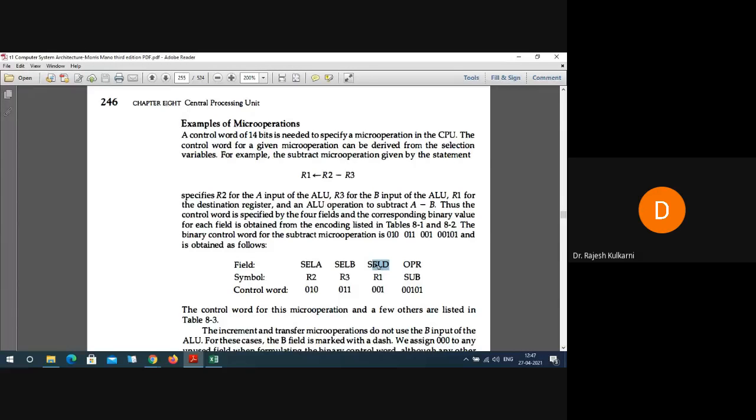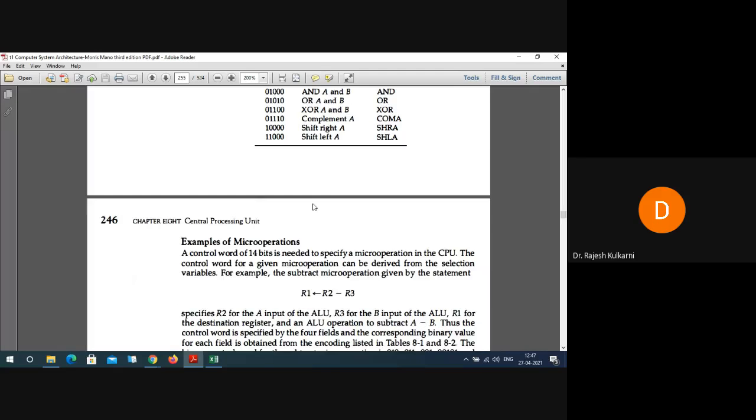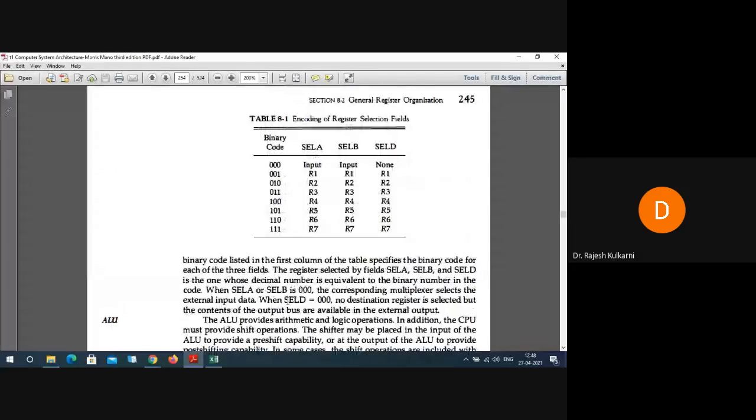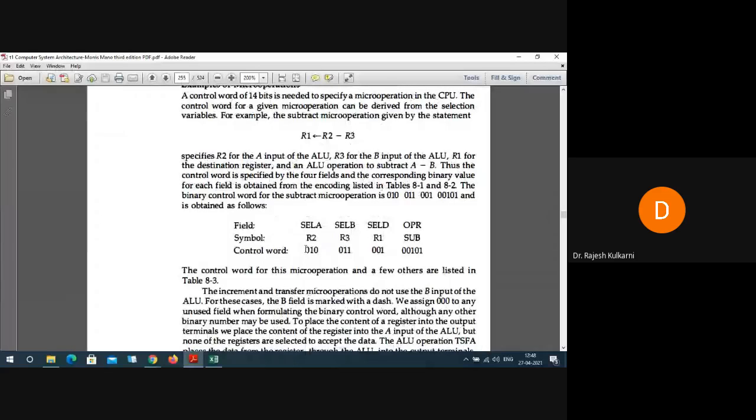So let us look at the subtract operation code. The subtract operation code is 00101. Now let us confirm it. Yeah, 00101. Now R2, we have to go for multiplexer A. R2 for select A will be 010. So let us check whether it is 010, right. So R3 011, R1 001. So this is our control word.